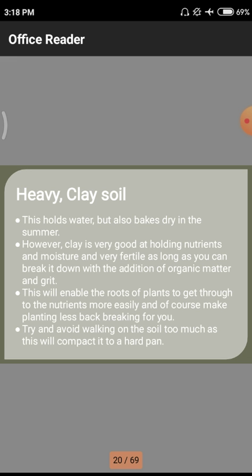The next point is that the clay is very good at holding nutrients and moisture and is very fertile, as long as you can break it down with the addition of organic matter and grit. That means clay soils have a very good property for taking nutrients. These kinds of soils are very useful for agricultural purposes, not for constructional purposes. So we have to use these kinds of soils for agriculture in some kinds of lands.